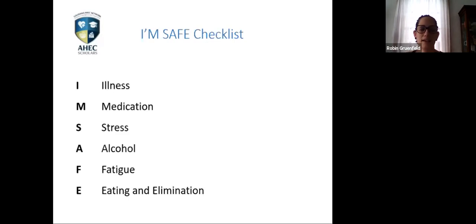So are you sick? Did I take my medication, or is my medication impairing me in any way? Am I stressed? Am I still drunk because I drank too much last night? What's my fatigue level? Did I eat? Did I pee? Did I poop? I feel like it's a pretty comprehensive list. Anybody have any thoughts? And really the point here is that if you feel good, you do good work. If you don't feel good, your odds of making a mistake are much higher.